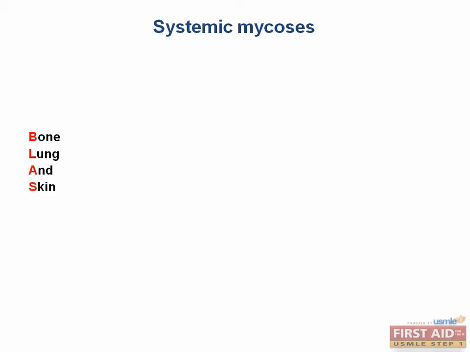Oh man, how are we going to remember all of that? Well, here's a mnemonic you can try. Blasto affects bone, lung, and skin.